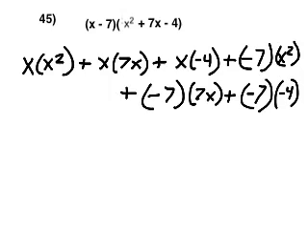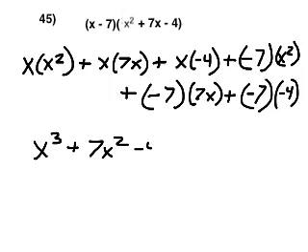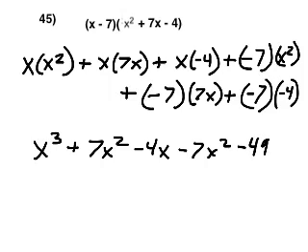So x times x squared was x to the third power. There's a bunch of little exponent problems here. X times 7x, 7x squared. X times a negative 4, negative 4x. Negative 7 times x squared, negative 7x squared. Negative 7 times 7x is negative 49x. And negative 7 times a negative 4 is positive 28. Oh, I got it all in the same line.